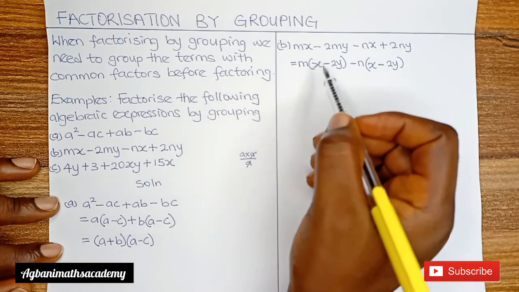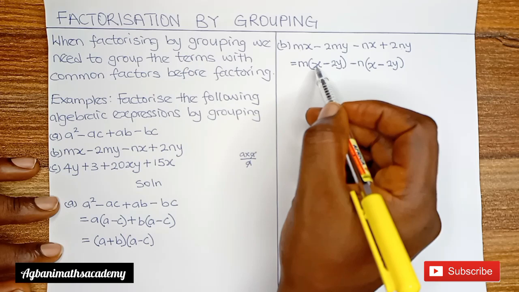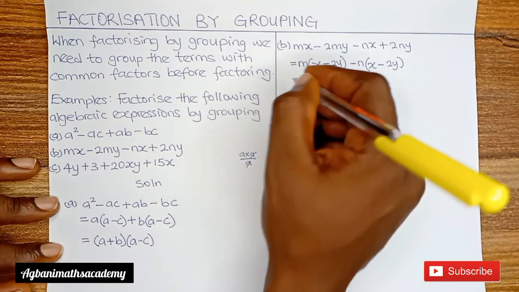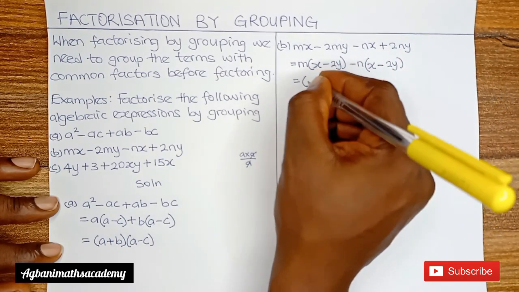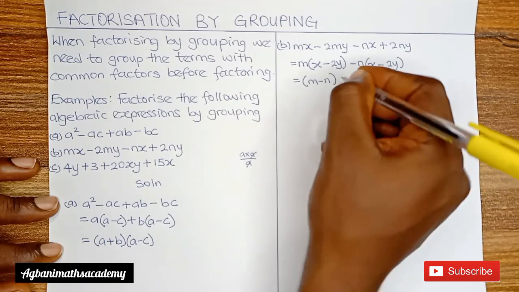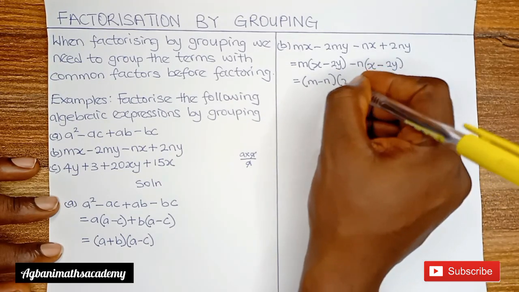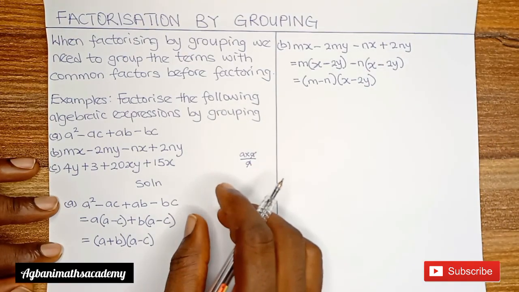So the next step, we look at what we have inside the bracket. Are they the same? Yes. We have x minus 2y. Here we have x minus 2y. Next step, we bring the values outside the bracket to form one bracket. So m minus n. And then we pick one of the values in one of the two brackets, x minus 2y. This becomes our answer.